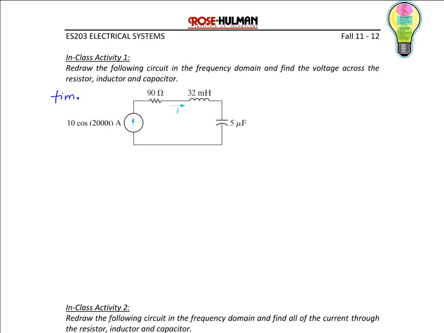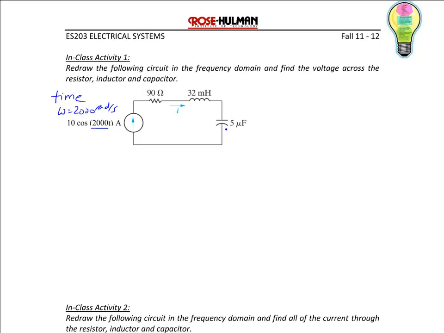It has a sinusoidal source, 10 cosine 2000t amps is the current source. Omega is equal to 2000 radians per second. Whenever you have a sinusoidal source, omega is the value that multiplies the t, or another way to think about it is the coefficient on the time element. We have a resistor that's 90 ohms. We have an inductor that's 32 millihenry and a capacitor that's 5 microfarads.